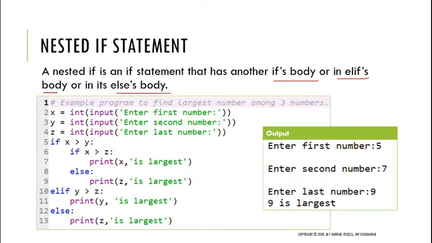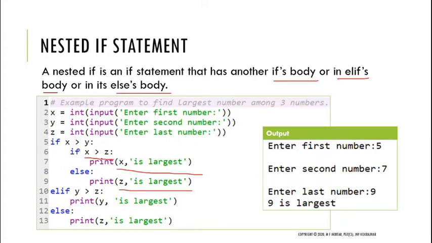Here we have given some example. We are finding the largest number among three numbers. Three numbers we have taken, x, y, z, and first we have checked two numbers, x is greater than y. If it is true, then x is greater than y. Then we have checked again that x is greater than z also. Then if it is true, it will display x is the largest, otherwise z is the largest.